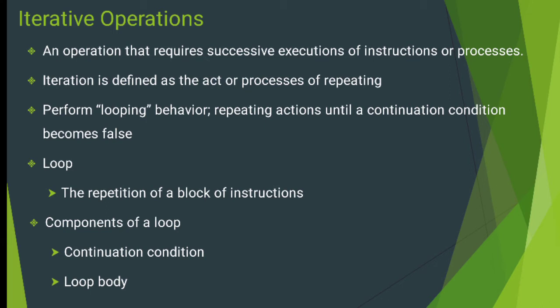Components of a loop. Continuation condition. So what is the continuation condition? It is executed before each execution of the loop, including the first execution. And the loop ends when this condition is false. Loop body. So what is the loop body? The loop body executes the sequence of statements many times until the condition becomes false.